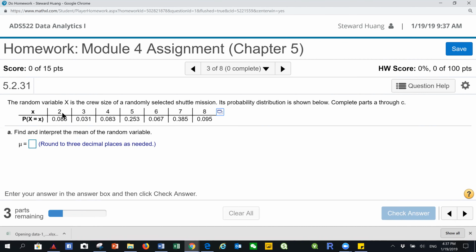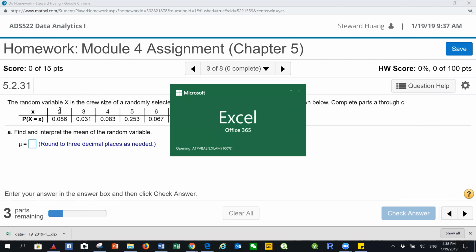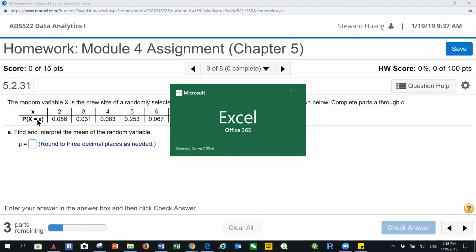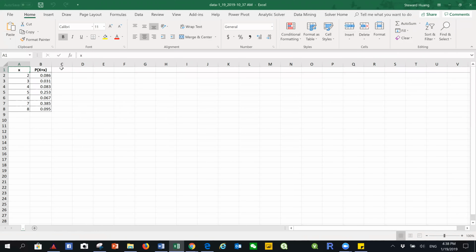Okay, and you do the product of the X with its probability, and then take the sum of all the products. Here you have 8, 7. You have 1, 2. Then you create a column called XP, X times P(X), equal to this times that, right?